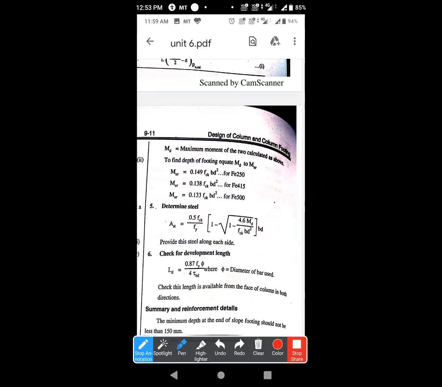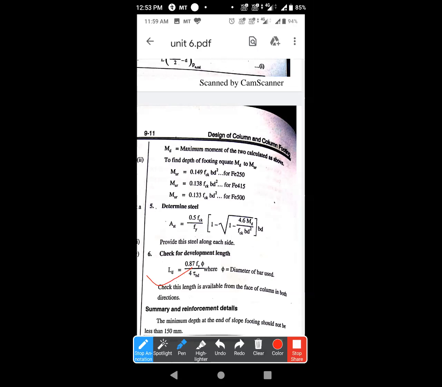Now check for the development length, Ld is equal to 0.87 fy phi upon 4 tau bd. We have already seen the formula, how to calculate it, in the last unit. Check this length is available from the face of the column in both directions. Then the summary is nothing but the reinforcement detail.